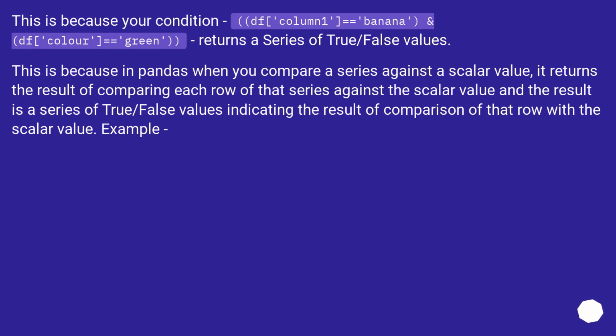This is because your condition, df column 1 equals banana and df color equals green, returns a series of true/false values. In pandas, when you compare a series against a scalar value, it compares each row of that series against the scalar value, and the result is a series of true/false values indicating the result of the comparison of that row with the scalar value. Example.